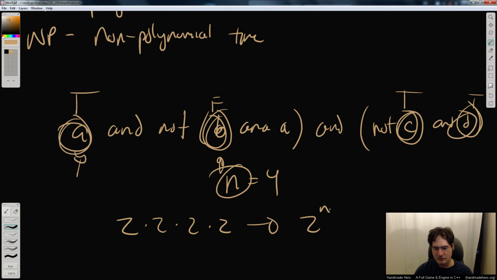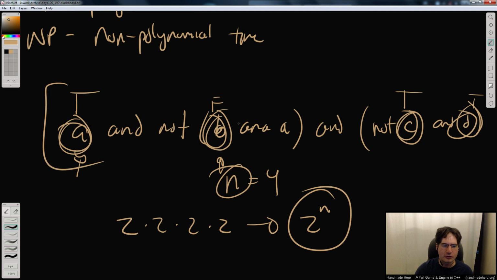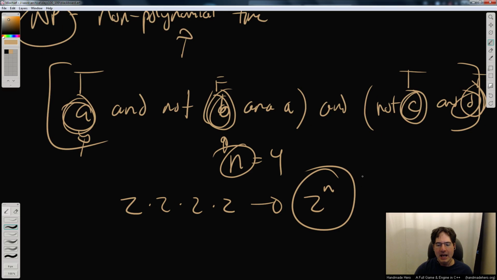That, my friends, is 2 to the n, or non-polynomial time, right? Now, if we knew that the only way to solve this was by brute force, we would know that the solution to this problem was in non-polynomial time. It would be in NP, because the only way to solve it would be to try all 2 to the n possible input combinations and see if any of them produce true. But try as they might, computer scientists have yet to figure out whether that's actually the case.